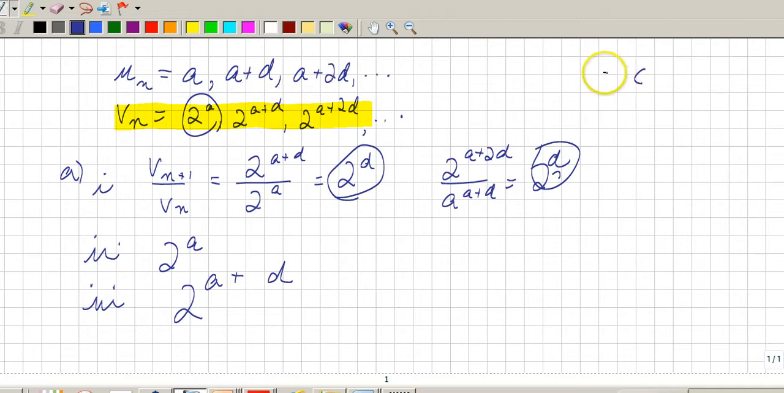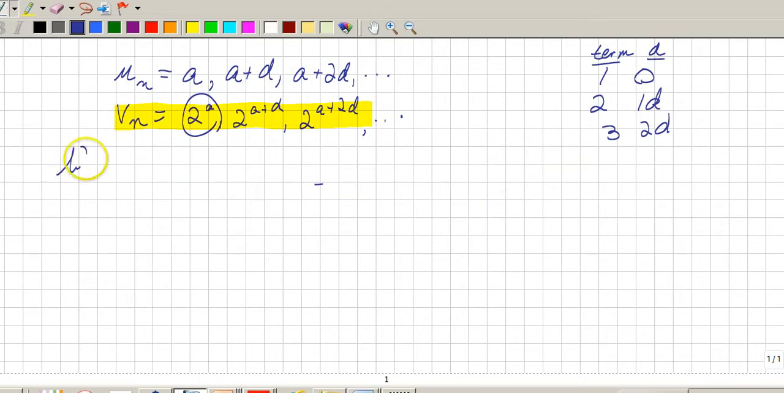So let's write a little table up here. The first term, D is 0. The second term, 1D. The third term, we have 2D. So you can see that the D is always 1 less than the term number. So to write that, we'll just go n minus 1 times D. So here's your formula for V sub n in terms of A, D, and n. V sub n equals 2 to that power. Okay, part A is done.